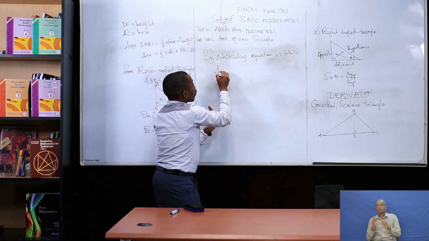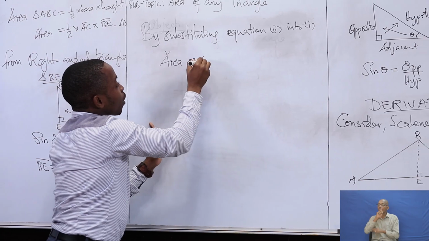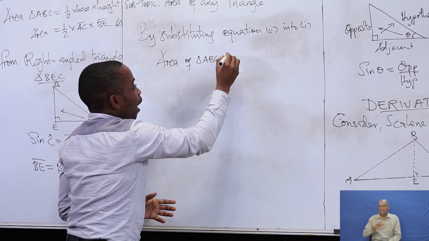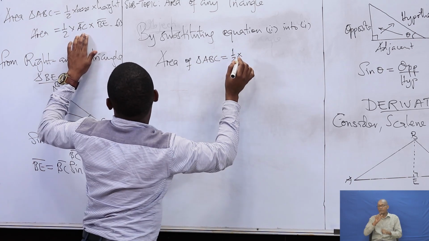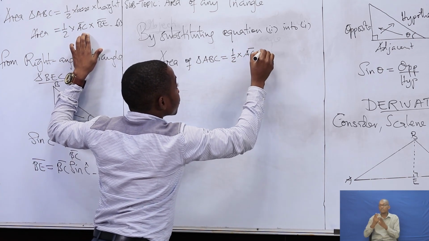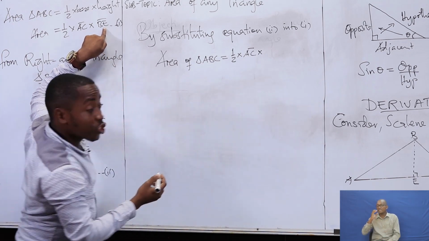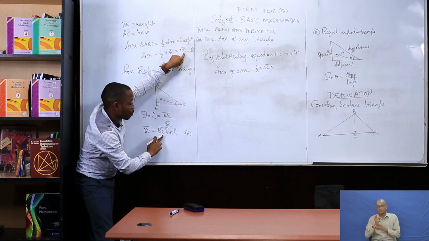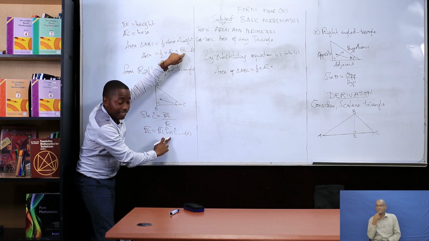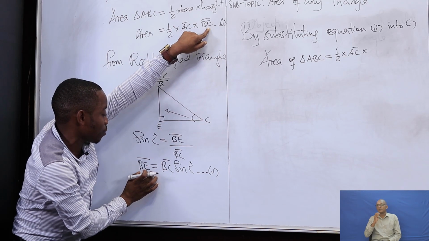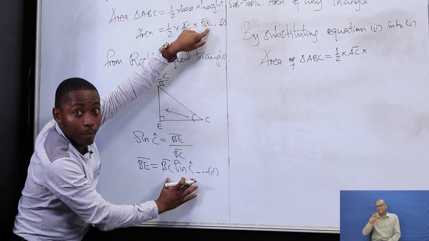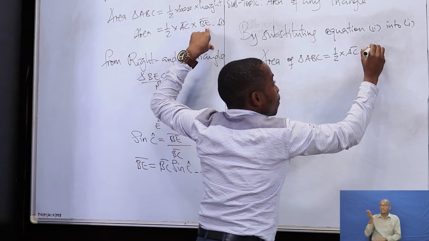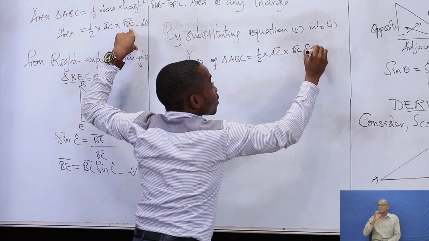We get the total area of triangle ABC will be equal to a half times our AC value multiplied by BE, in which BE is from this side here, which says BC multiplied by sine C. So instead of writing BE, we are going to write the whole thing here, BC sine C. What are we going to get? Write it there. It will be BC sine C.